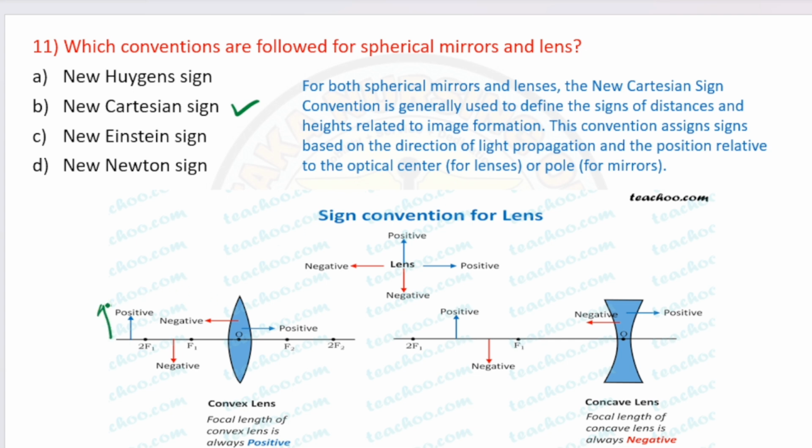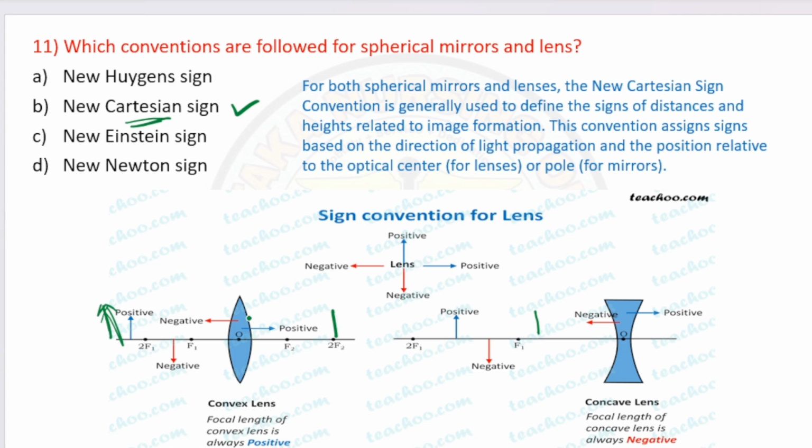So the object is placed here. In front of the object, a convex or concave mirror is placed and the corresponding image will be formed. In a convex mirror, the image is formed in front of the lens. In a concave mirror, the image is formed behind the lens like this. The position, the height, the distance of the image produced by the object using a concave or convex lens are measured by using the new Cartesian sign convention.